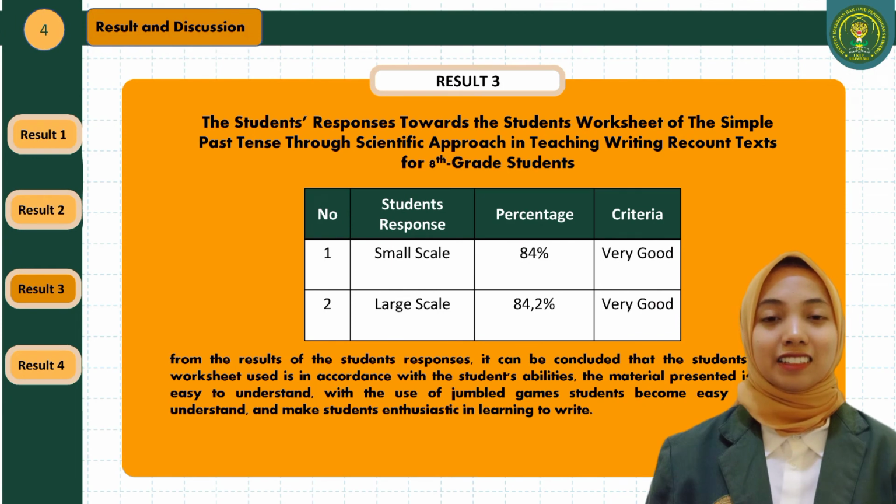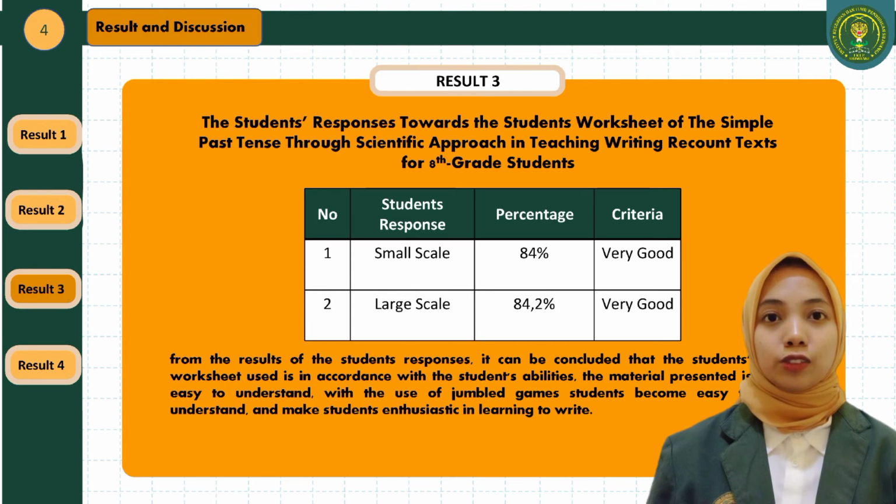In the third result, it's about the student responses toward the developed student worksheet of the simple past tense through a scientific approach in teaching writing recount text for 8th grade students. In the small scale, it got the percentage 84% and has a very good criteria. And in the large scale, it got the percentage 84.2%, and it has a very good criteria.